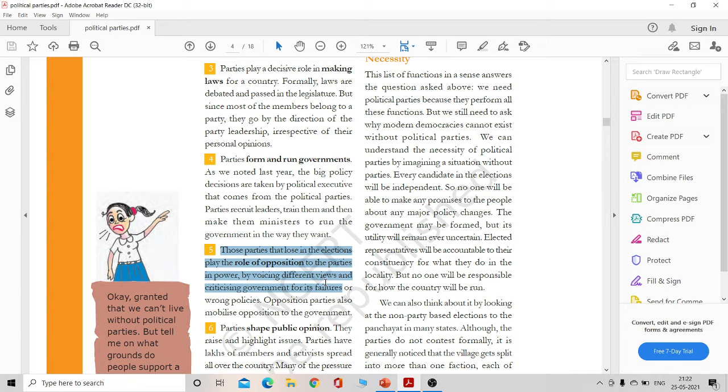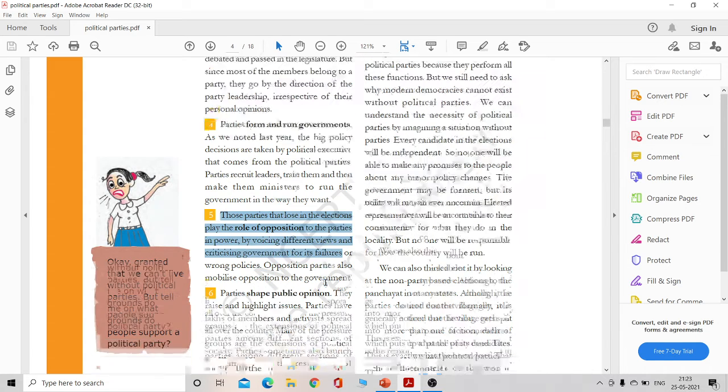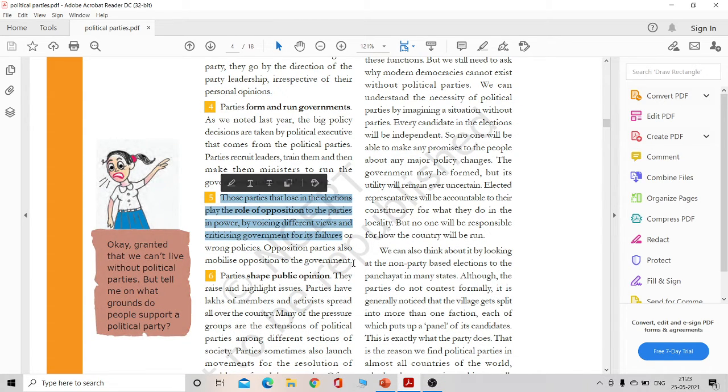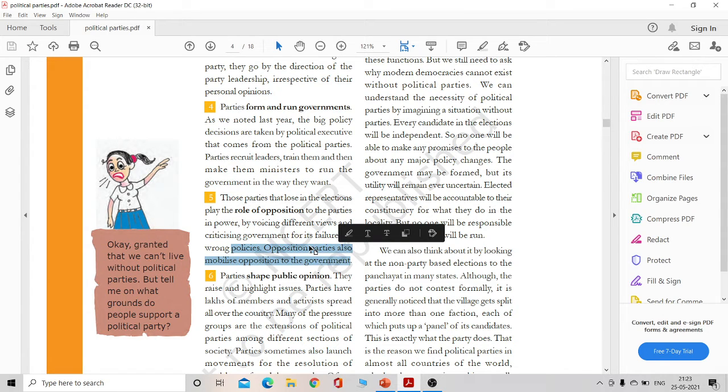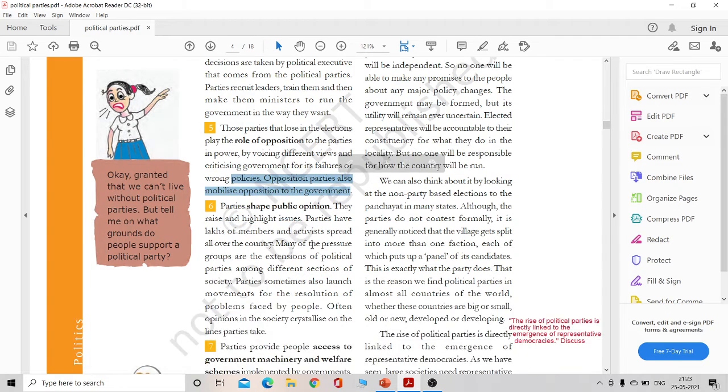And you may also get a question in the form of, what is the role of the opposition in a democracy? So here you can take this part of the answer, right? The opposition parties mobilize opposition to the government in order to make sure that the ruling party who forms the government is held accountable to the people. So this is how the opposition political parties play a role in maintaining democracy. This is something that you need to highlight if a separate question comes on the role of opposition, right?